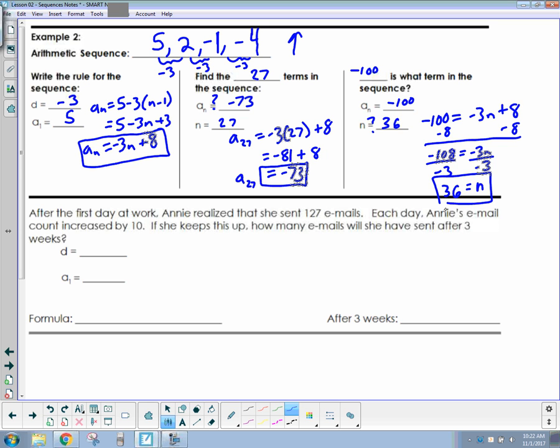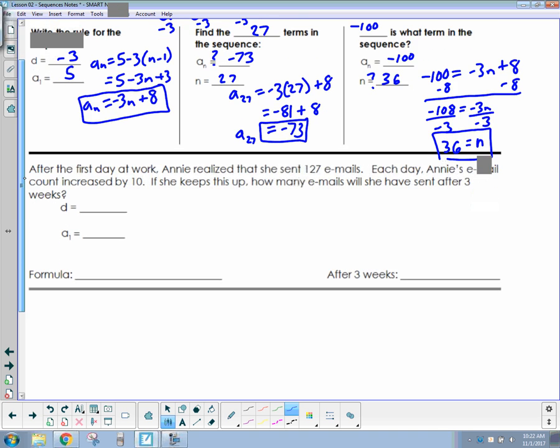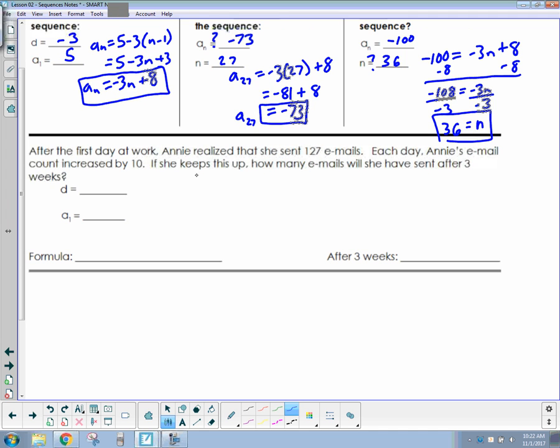So let's look at this word problem. After the first day at work, Annie realized that she sent 127 emails. Each day, Annie's email count increased by 10. If she keeps this up, how many emails will she have sent after 3 weeks? Okay, so we know the difference. It's increasing by 10, so we'll put that there.